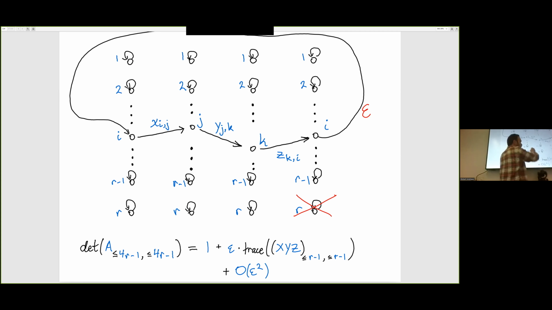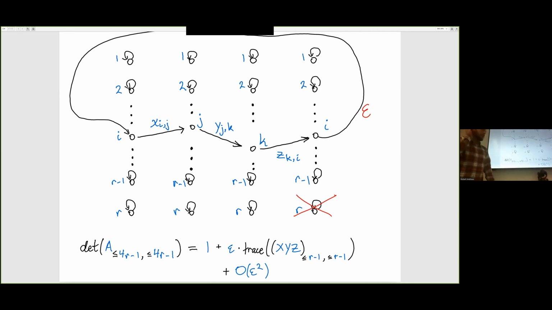So what are those terms that use one backwards edge? They correspond to the paths that start at some vertex between 1 and R minus 1. They start at, say, R minus 1, go to R minus 1, and then loop back. Right. So you get a trace of a submatrix.